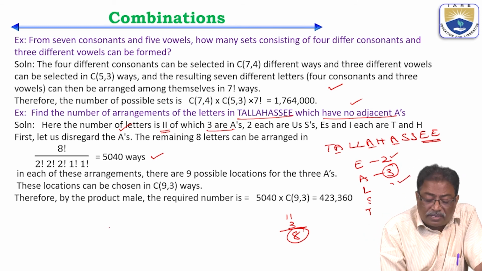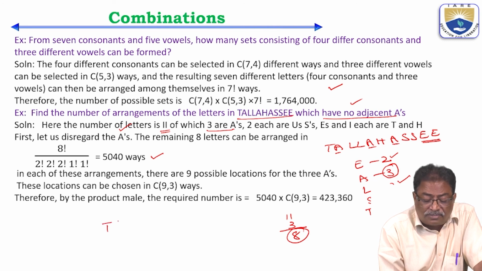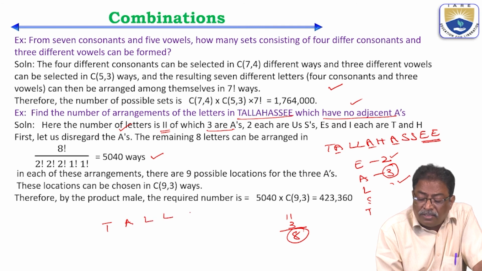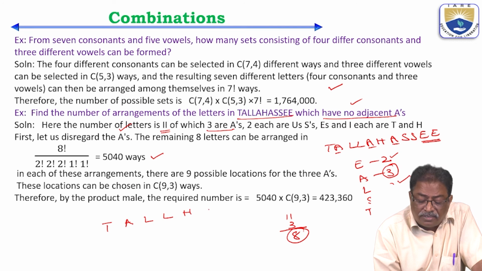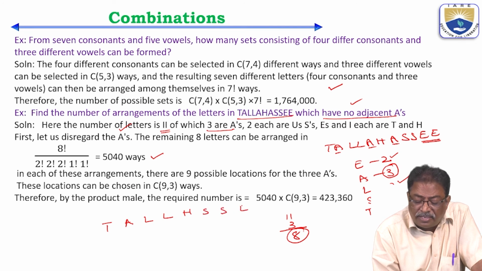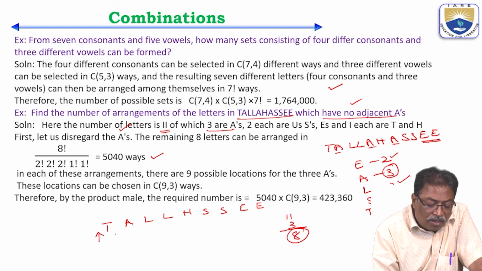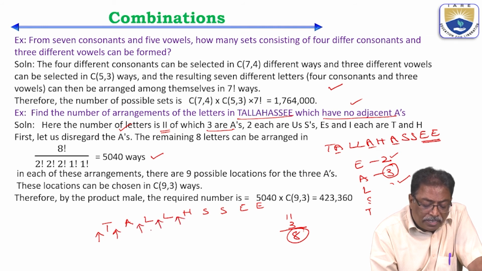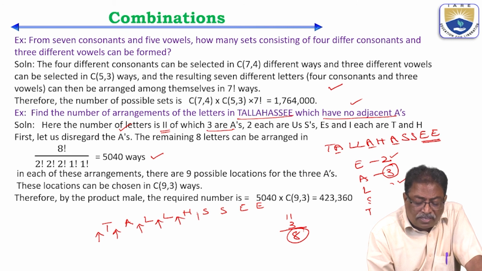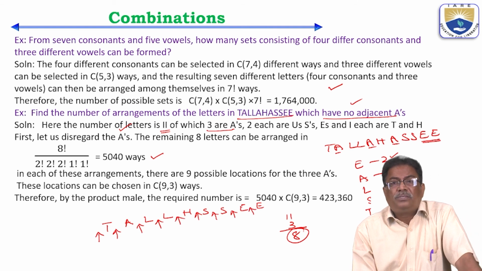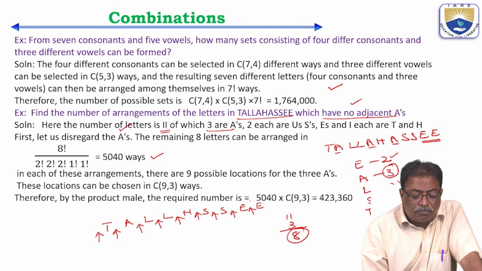So here, without the A's, what 8 letters am I taking? T, L, L, H, and next S, S, E, E. So I am going to consider that I can keep an A here, or here, or here, or here, or here: 1, 2, 3, 4, 5, 6, 7, 8, or 9. So what about this? I have 9 positions, 9 locations will be there.